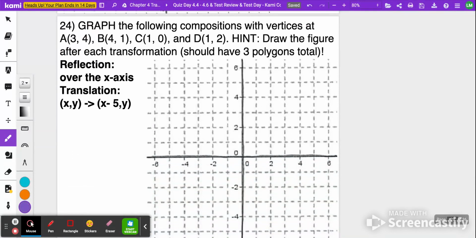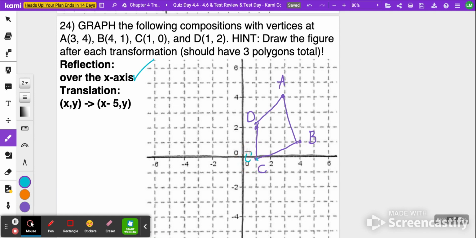24. Graph the following compositions with vertices at 3, 4, 4, 1, 1, 0, and 1, 2, and then draw the figure after each transformation. 3 polygons is what we should see in total. So first, let's start by drawing the original one. Here's our original figure. Now let's do the first transformation over the x-axis, a reflection.